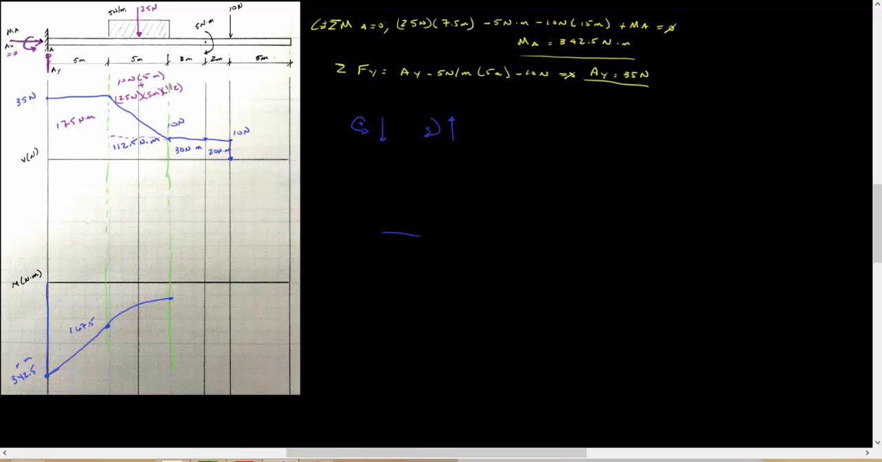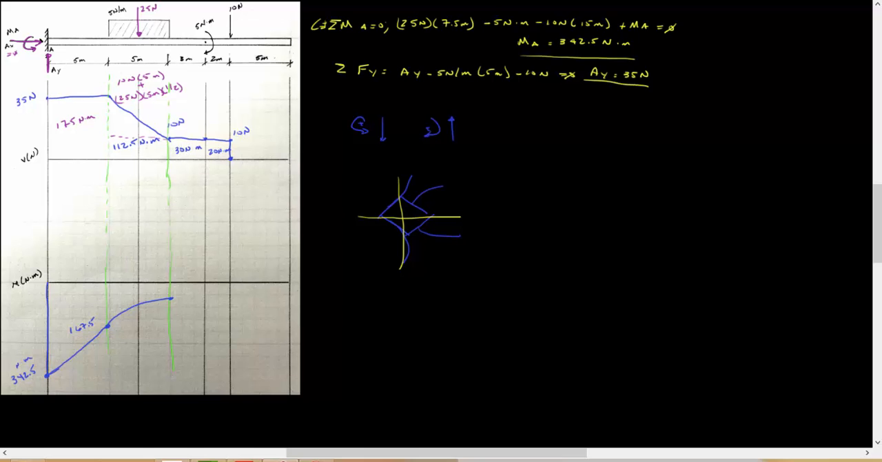Remember the bug shape, it has its legs. Oh, it doesn't want me to draw that there. It's kind of an ugly bug, I apologize. So that's why I have this positive, because it's above the x-axis and my shear is coming down, so that's going to be going up like that.